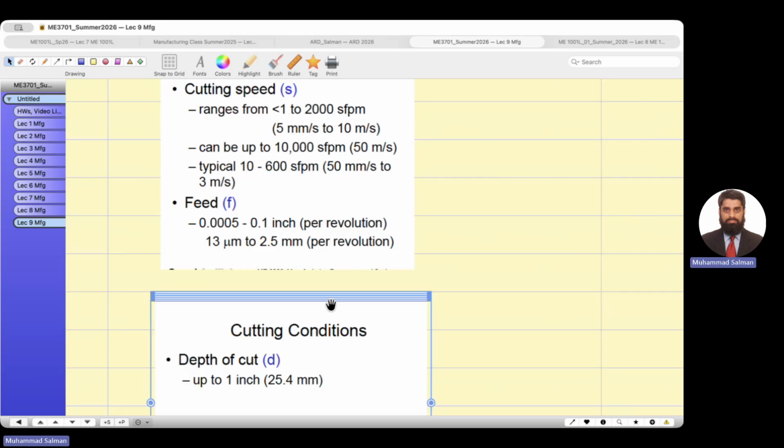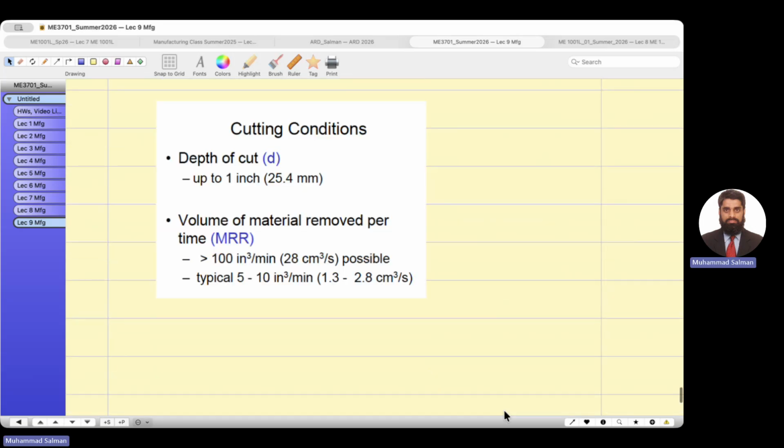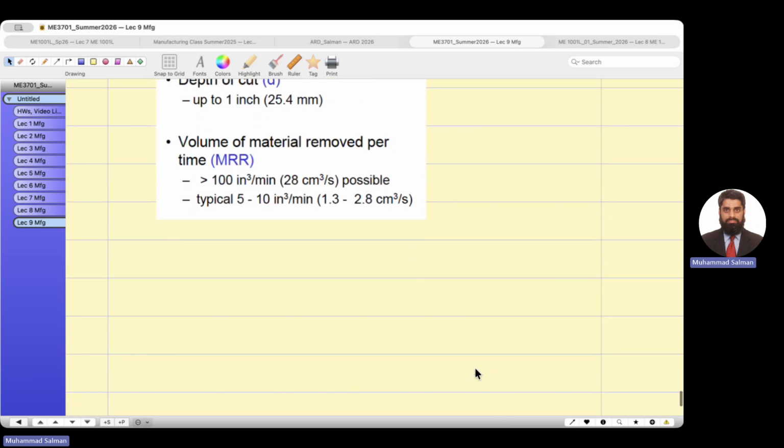So the depth of cut can go up to 1 inch, and the material removal rate range is usually greater than 100 cubic inches per minute or 28 cubic centimeters per second, typically from 5 to 10 cubic inches per minute.